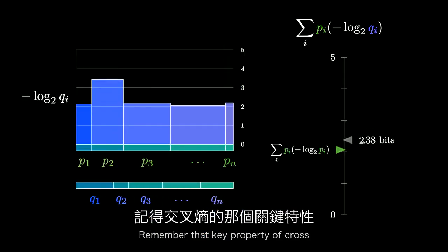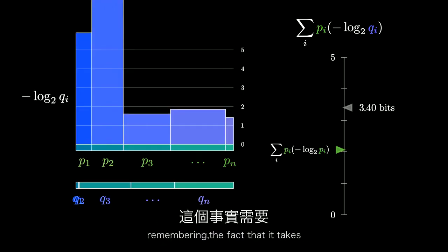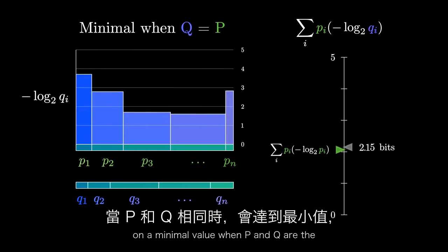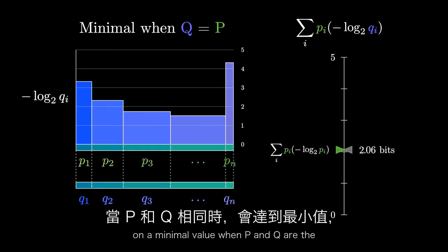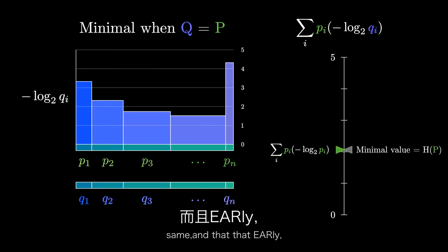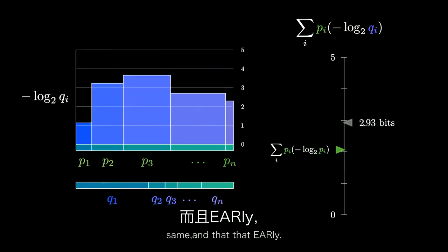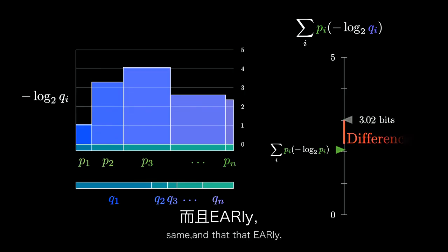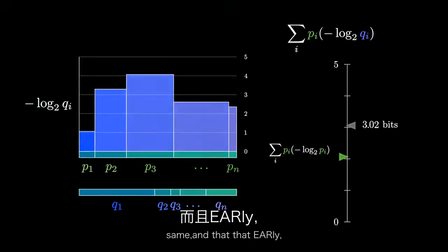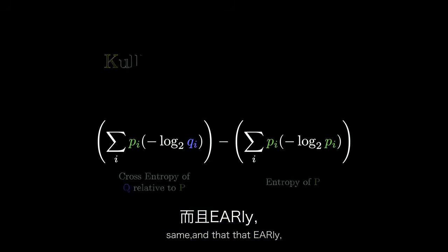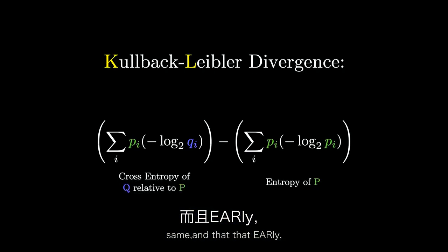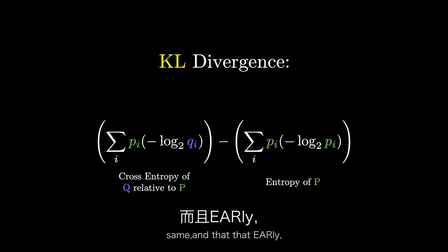Okay, so what is KL divergence? Remember that key property of cross-entropy that I want you to come away remembering? The fact that it takes on a minimal value when P and Q are the same, and that minimum is equal to the entropy of P. This makes it very natural to want to give a name to describe the difference between these two values. And indeed, this difference has a special name. It is the Kullback-Leibler divergence, commonly abbreviated to KL divergence.